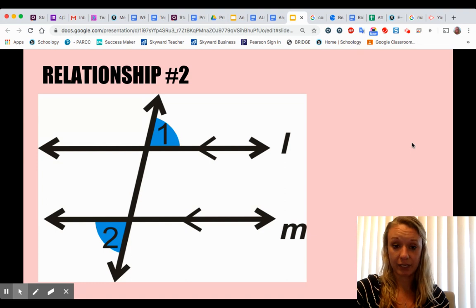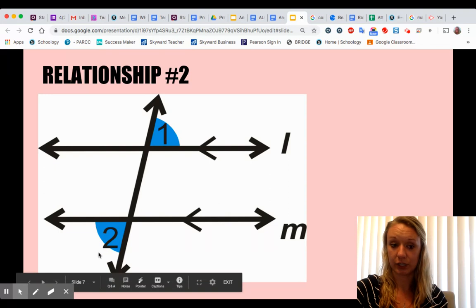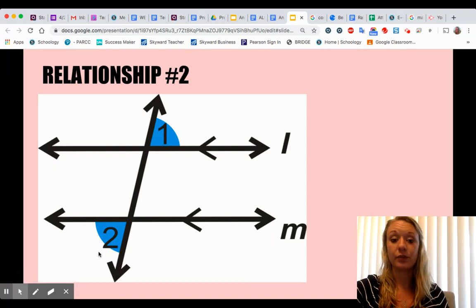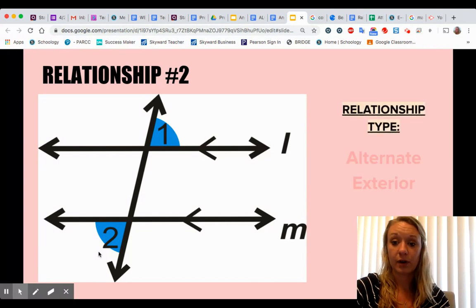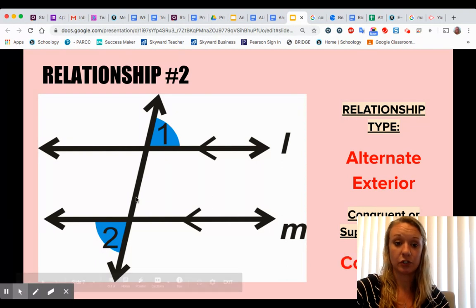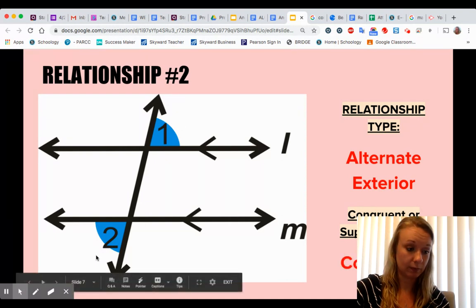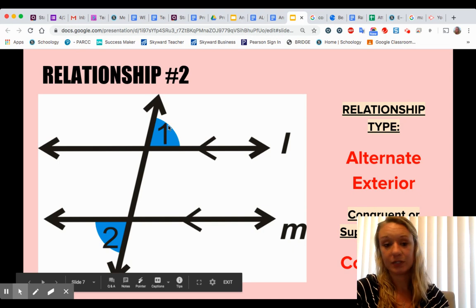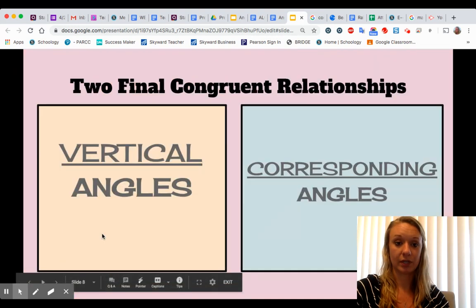The second relationship was similar in the sense that the two angles were on the opposite sides of the transversal, but notice now the two angles are on the outside of those parallel lines. Therefore, their relationship type is alternate exterior. Exterior because they're outside. That means because they're alternate exterior angles, they are congruent. So if angle 1 was 100, angle 2 would be 100. If angle 1 was 40, angle 2 would be 40.